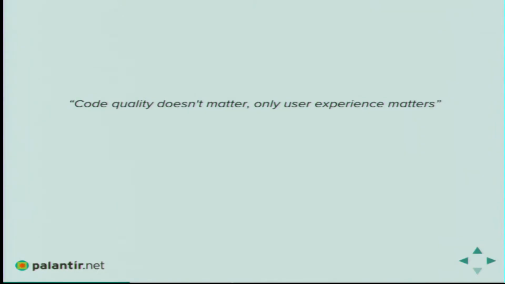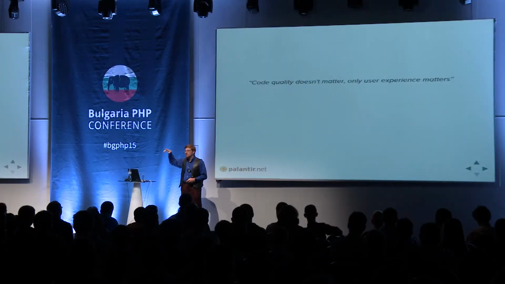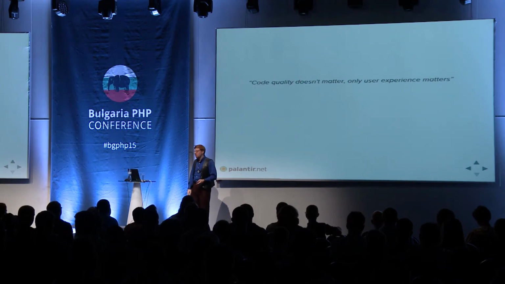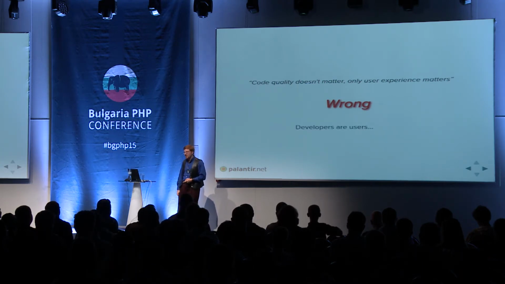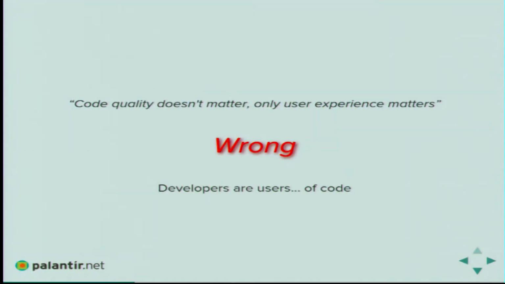You may have heard this quote. Who's heard some variant of this line? Code quality doesn't matter, only user experience matters? A couple of people? Yeah, I hear it all the time, and the answer is wrong. Why is this wrong? Well, developers are users. They're users of the code. If the code is hard to work with, if the code is brittle, you cannot write new user-facing features. How are you going to write new user-facing functionality if the code you're working with is crap? You can't. You have to fix the code. Technical debt drags down your ability to build user-facing functionality. You cannot serve your users without first serving your developers.